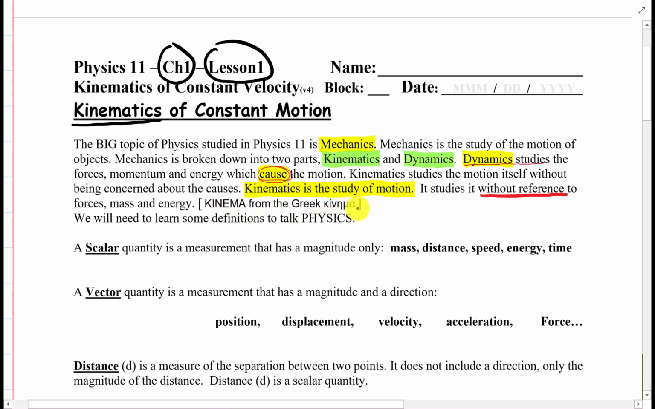Kinematics has the root of the word kinema, which comes from the Greek word, and we use that in cinema, which is motion pictures. Motion pictures, kind of funny, right? Kinematics, the study of motion. There we go.